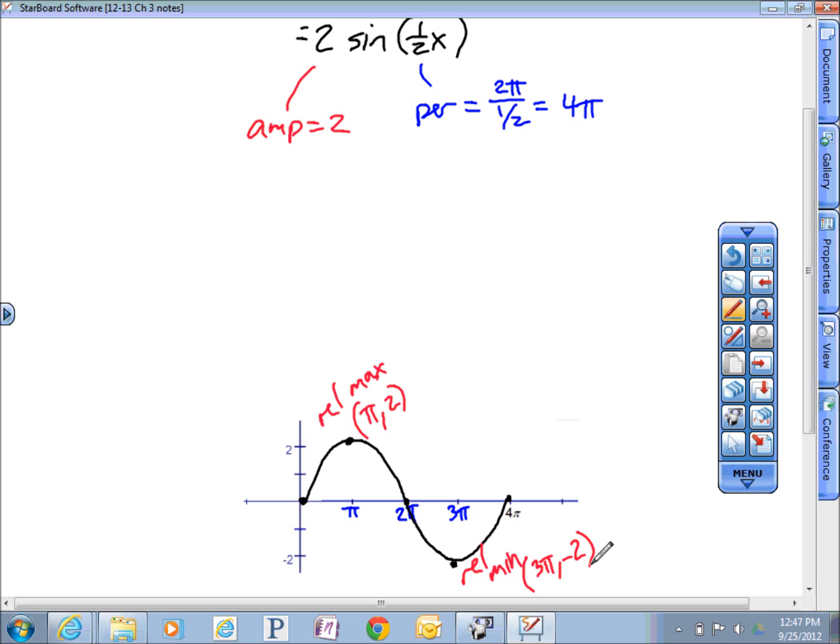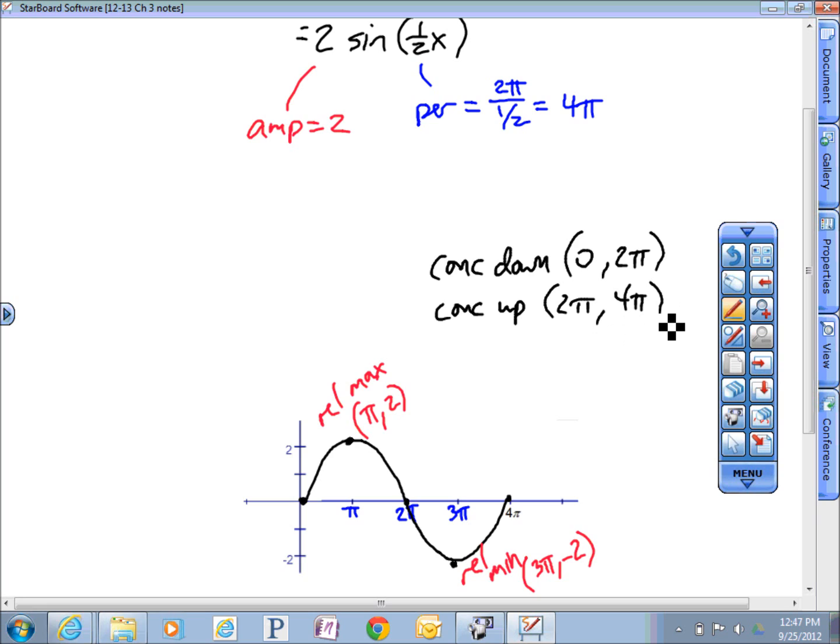And I'm looking at concavity. It looks like this thing is concave down on the interval between 0 and 2 pi. And it looks like it's concave up on the interval between 2 pi and 4 pi. And since it's changing there, it looks like I must have an inflection point at the point 2 pi, 0.